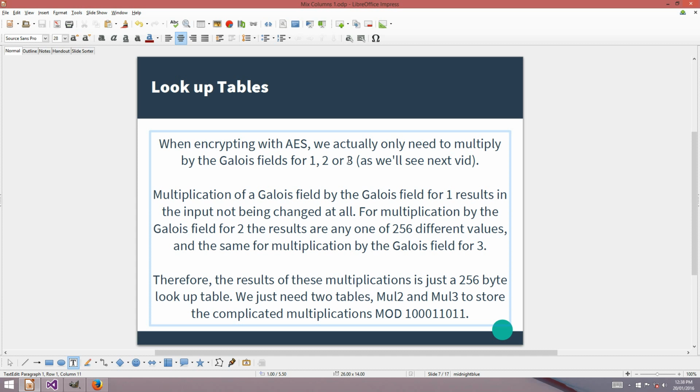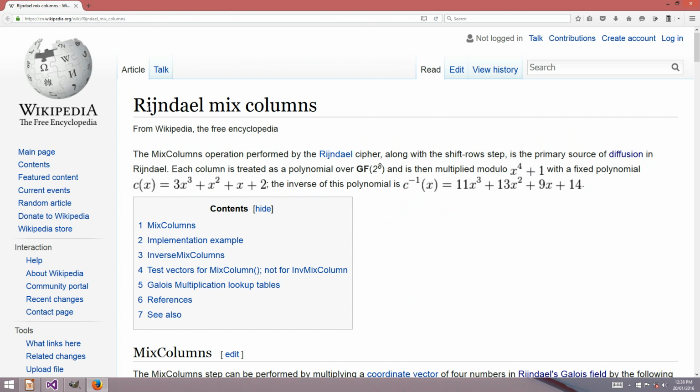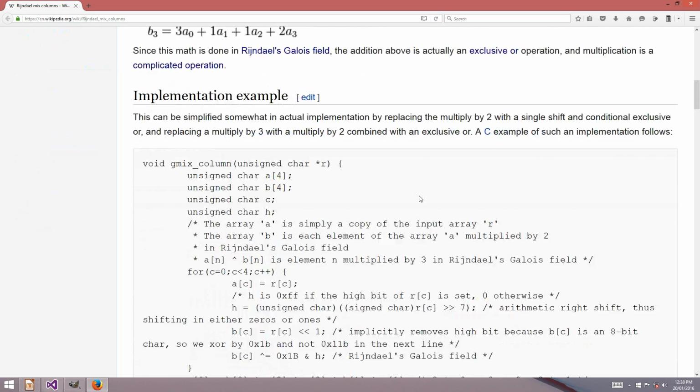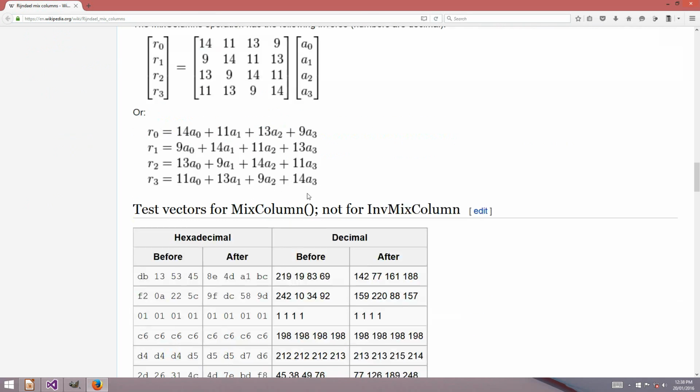So what we've really got here is 2 lookup tables. We need to pre-compute multiplication by the Galois field of 2 and pre-compute the multiplication by the Galois field of 3. And we can store those values already reduced by that polynomial that we saw a minute ago in a lookup table, so we don't really have to compute any of it. If you come over here to Rijndael MixColumns and you scroll down just a little bit, this will be code examples of how to create the tables, but we're not really interested in that. We've just been through how to do it by hand.